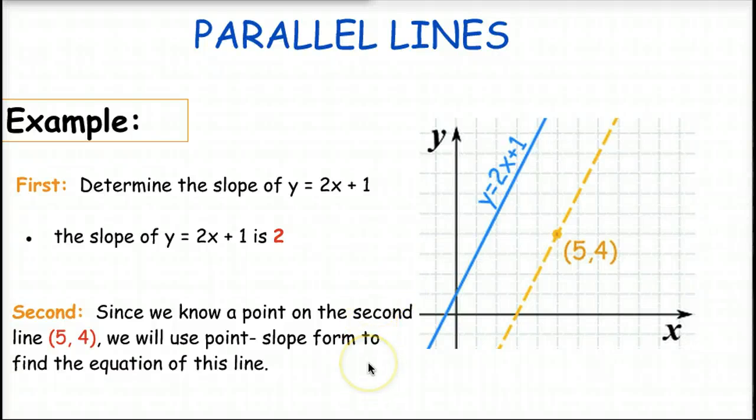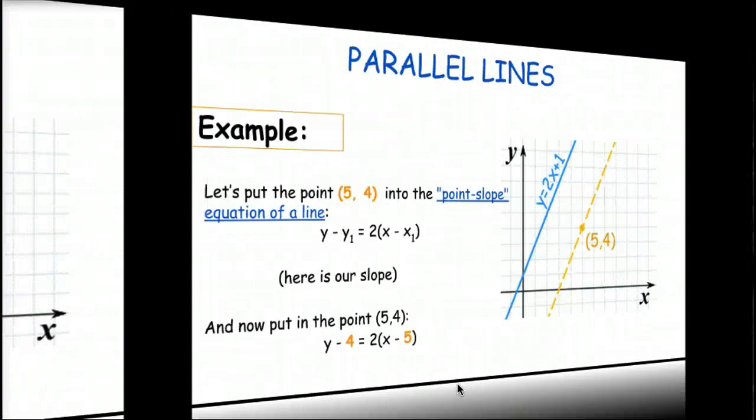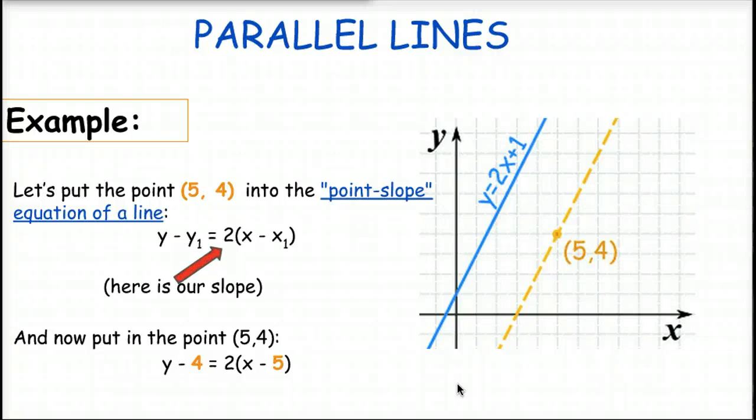Second thing, in order to find the equation, is since we know a point on the second line, which is (5, 4), we can use our point-slope form to find the equation of this line. We can also use slope-intercept, but point-slope is set up nicely to plug in a point. So let's put the point (5, 4) into the point-slope equation of a line. And if you've forgotten it, here is the equation of a line in point-slope form.